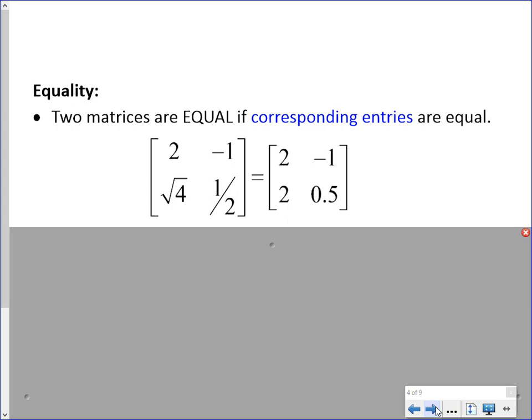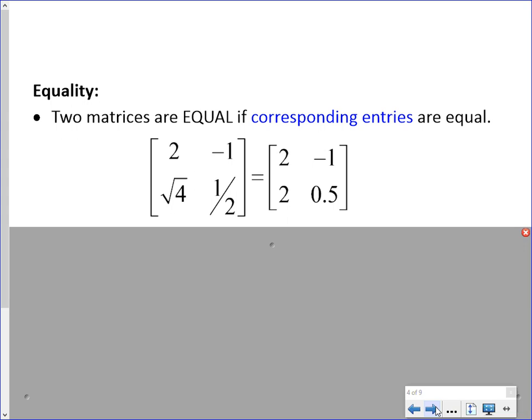So I have two square matrices on the board right now, and even though some of the entries look different from one matrix to the other, we know that their values are really the same, so those are two equal matrices. The square root of 4 is really 2, 1/2 is really 0.5, so those represent equal matrices. And I think we'd all agree on matrix equality, the corresponding entries have to be equal.